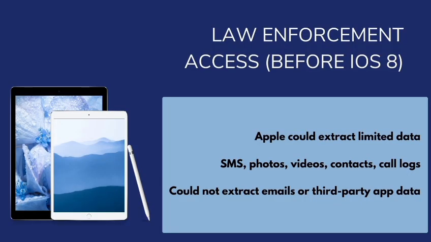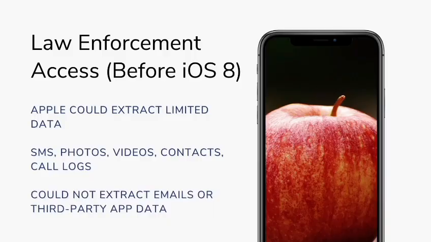For devices running iOS 8 or later, Apple cannot extract encrypted data without the passcode. For older versions, they could access SMS, photos, videos, contacts, and call history. Keep in mind that backups, both iTunes and iCloud, may still be accessible to law enforcement. So encryption is most effective when your device is fully powered down and secured.